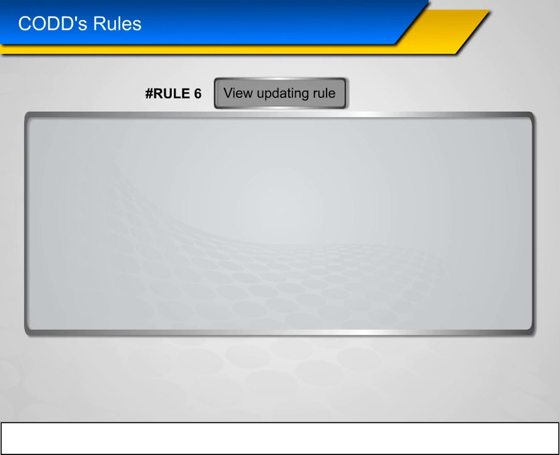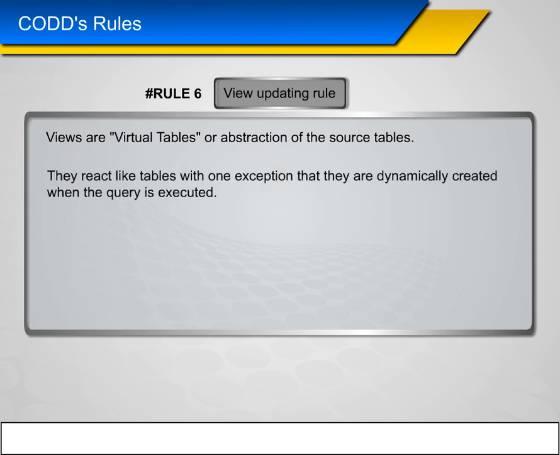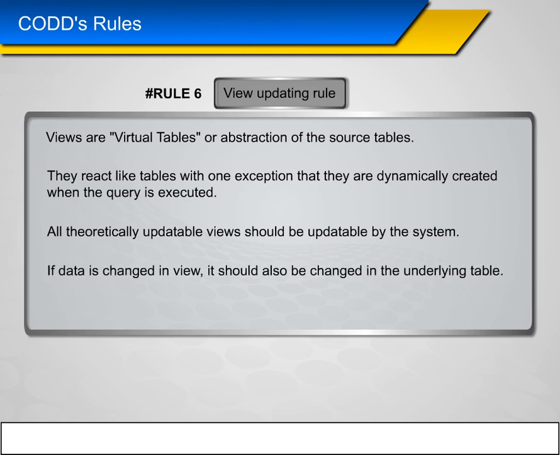Rule 6, View Updating Rule. Views are virtual tables or abstractions of the source tables. They react like tables with one exception, that they are dynamically created when the query is executed. All theoretically updatable views should be updatable by the system. If data is changed in a view, it should also be changed in the underlying table. Updatable views are not always possible.